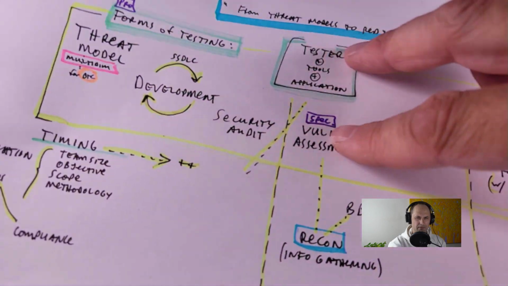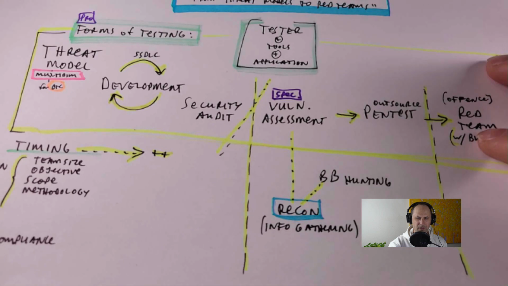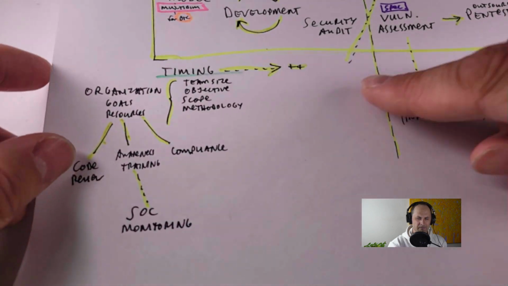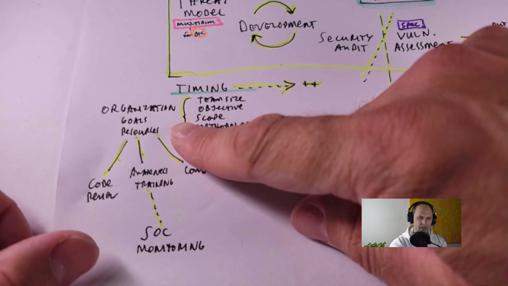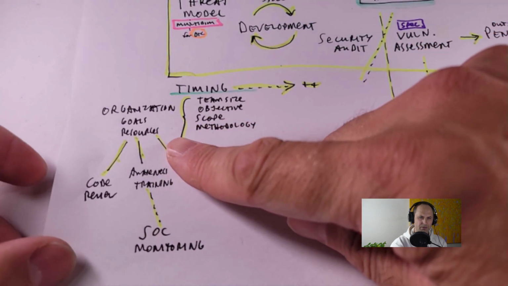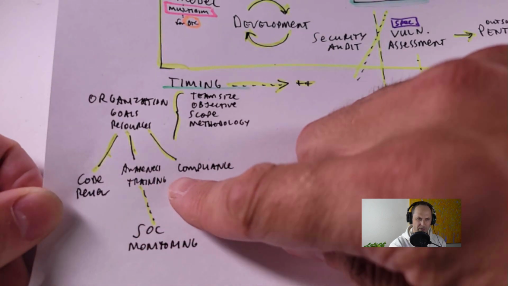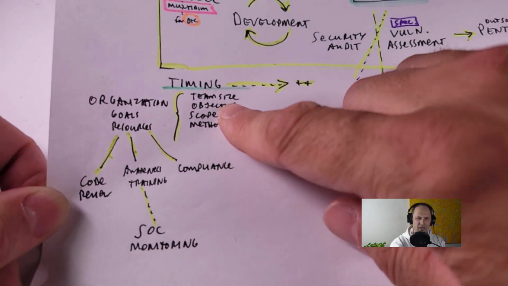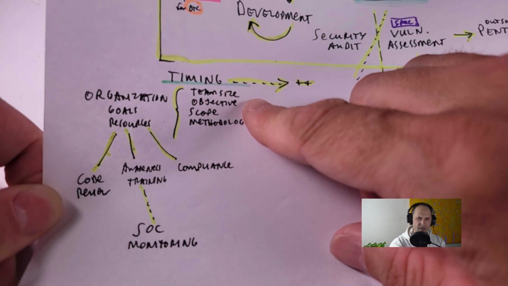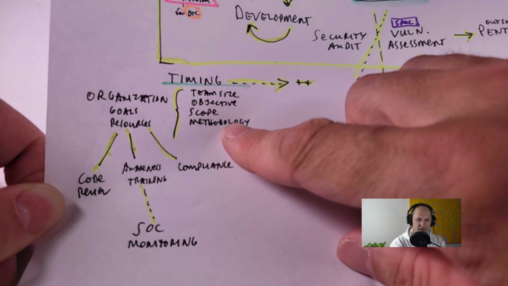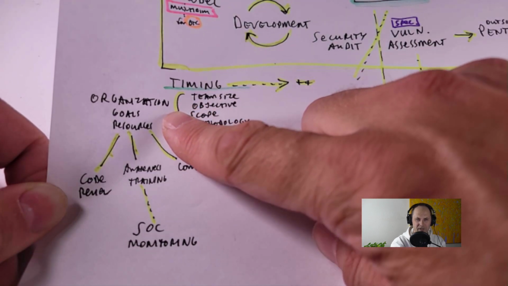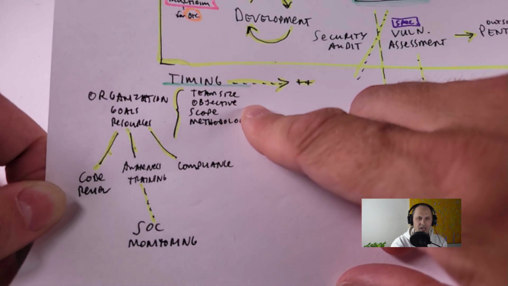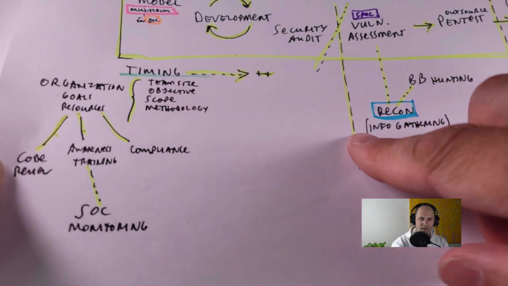As you see here on the map visually, that can't be done on audio, but once you can see that, all this field is in one designated space. And then somewhere outside of this model, we have the organization goals and the resources available for code review, for awareness and training, for SOC monitoring, and for compliance. And I've underlined here the timing, and all this relates. So the time that an organization has with its goals and resources is relatable to the team size, to the objective, the scope, and the methodology applied.